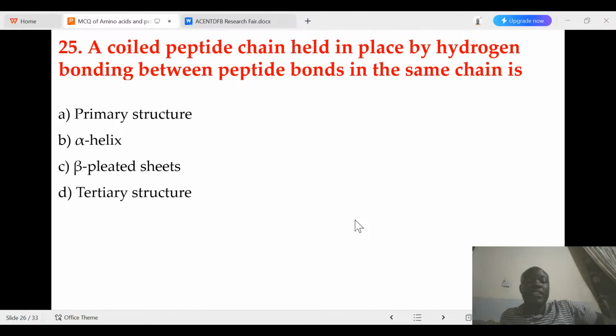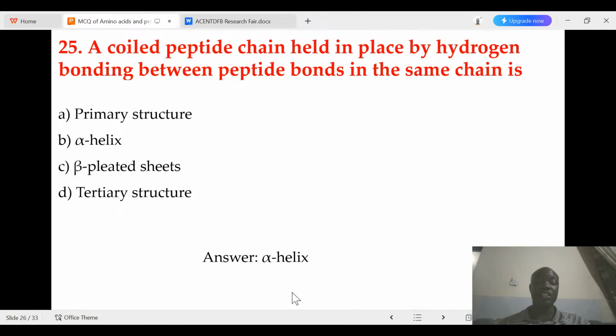Generally, ladies and gentlemen, the secondary structure of proteins is divided into two: alpha helix and beta pleated sheets. The alpha helix is the type of secondary structure held in place by hydrogen bonding between peptide bonds in the same chain. Remember, the peptide bonds in the same chain. So when you have hydrogen bonding between peptides in the same chain, that is what describes the alpha helix. So the answer to this question is alpha helix.